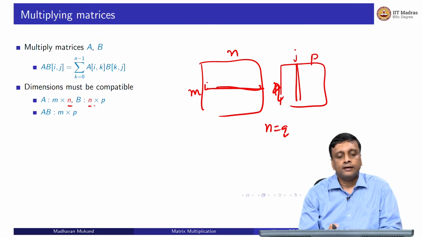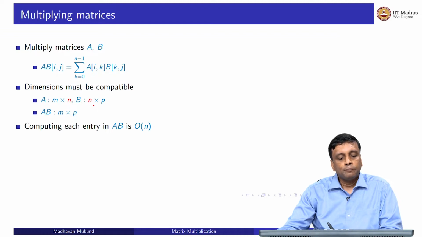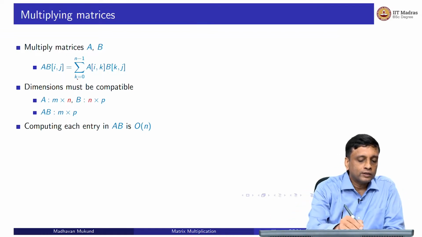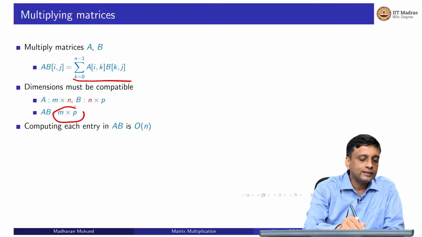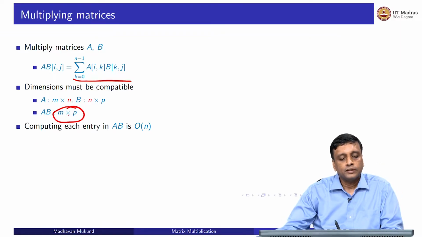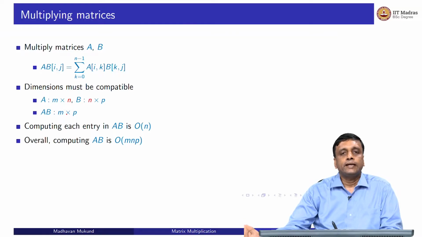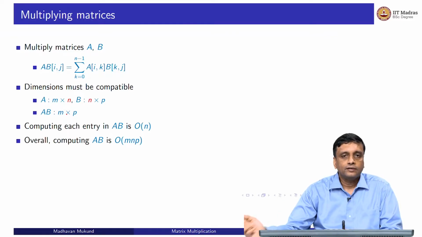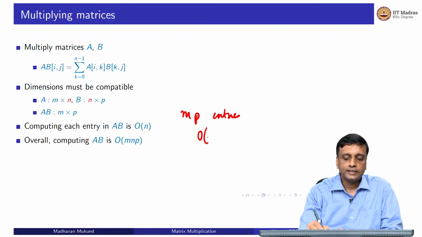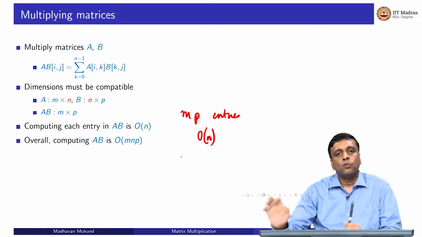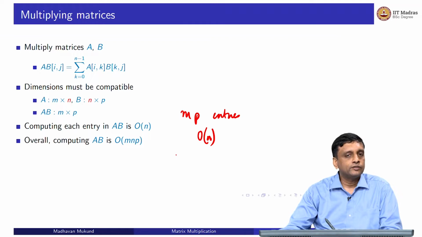And how much time does it take? Well, A times B is an m cross p matrix finally, because I am going to get entries of the form i comma j, where i is a row in A and j is a column in B. So computing each entry takes order n time because we have to run through this summation. So each entry in AB takes this much time. And how many entries are there? Well, there are m times p entries, it has m rows and p columns, and therefore the overall cost is going to be m times p times n, which I will write as m times n times p. So there are m times p entries, and each takes order n time. So this is the cost of doing one matrix multiplication using the standard definition of matrix multiplication.